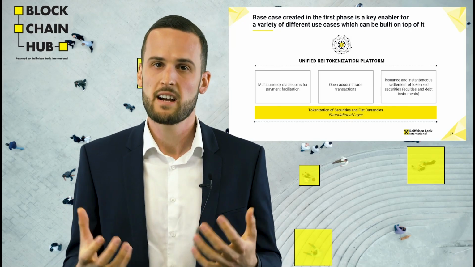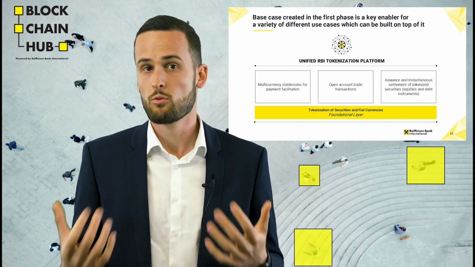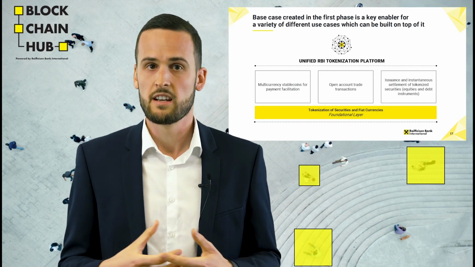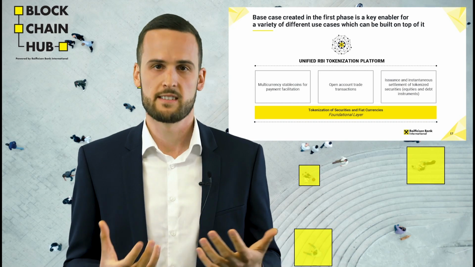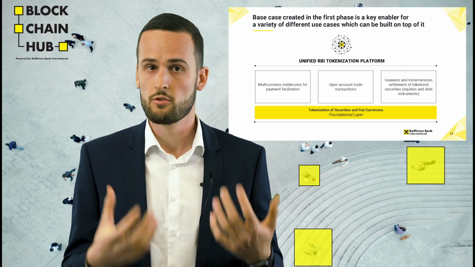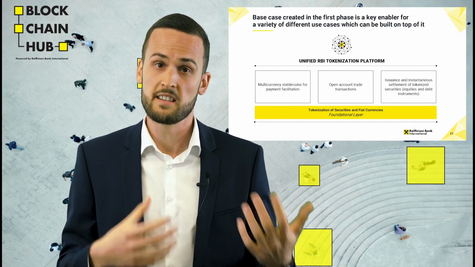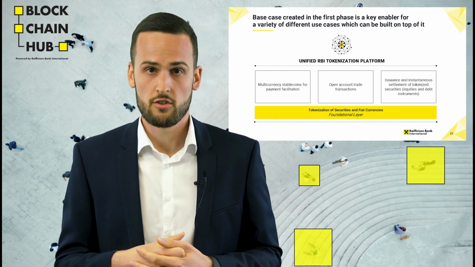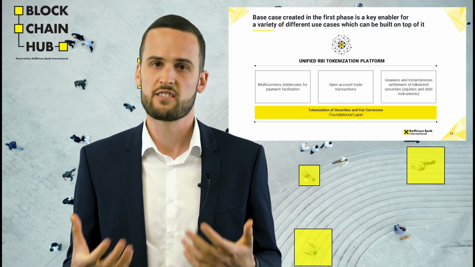So since RBI is headquartered in Austria, we started with the euro-backed stablecoin, but ultimately our vision would be to have coins backed by other currencies as well in the scope of a multi-currency stablecoin platform for payment facilitation. So for instance, for euro payments, you would use euro-backed RBI coin. For payments in USD, you would use USD-backed RBI coin, and so on. Another use case that one could imagine on top of the foundational layer is the facilitation of open account trade transactions.